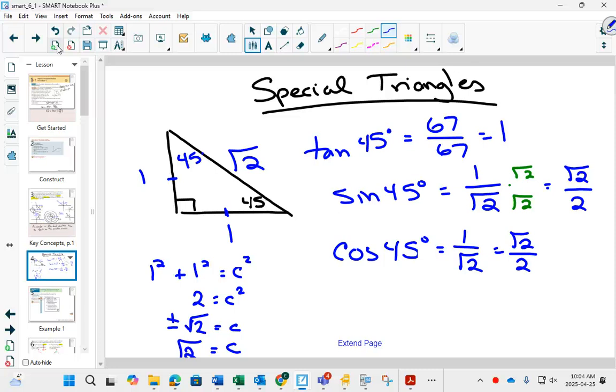So I'm going to ask these on your quizzes and tests on the non-calculator part. What is cos of 45 degrees? And you'll have to come up with root 2 over 2. So you can choose. Some people just memorize it. And some people like, oh, if I can redraw the triangle, I can figure everything out.